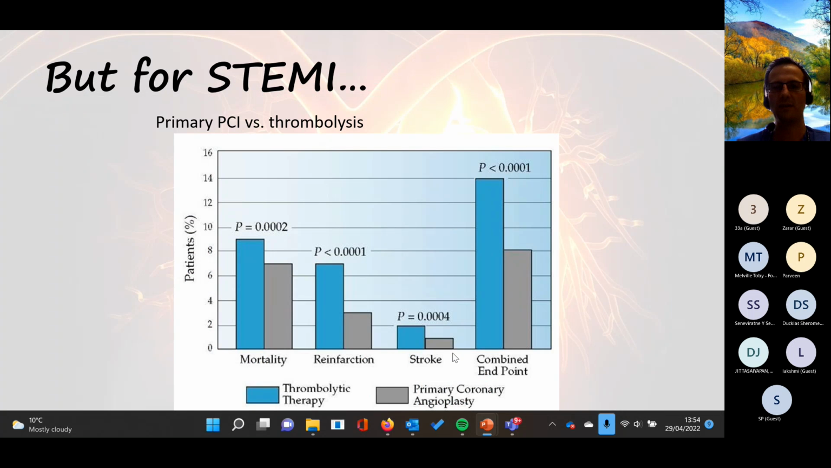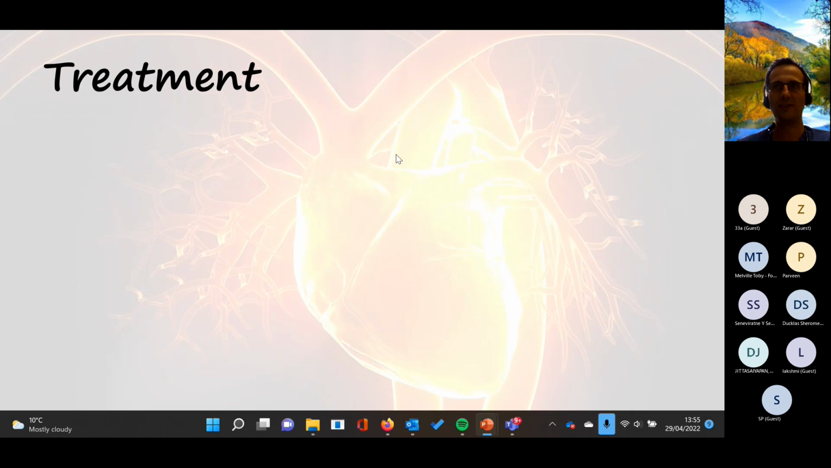STEMI, on the other hand, it's incredibly valuable to unblock the arteries. So in a STEMI, it's very valuable to do stenting, but in stable coronary artery disease, it isn't. It isn't at all beneficial. It can help symptoms, absolutely, but it's symptomatic treatment, not a prognostic treatment. Interestingly, for an NSTEMI, treating an NSTEMI in hospital with PCI reduces risk of a further infarct. It doesn't reduce mortality. So what do we do in treatment of ischemic heart disease?